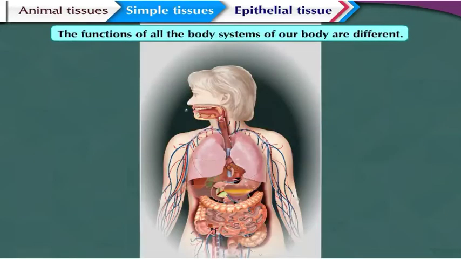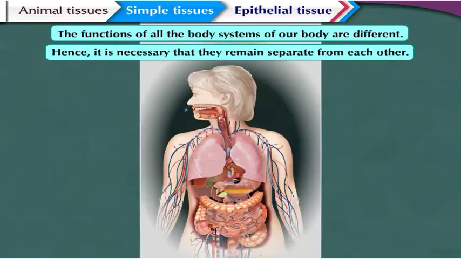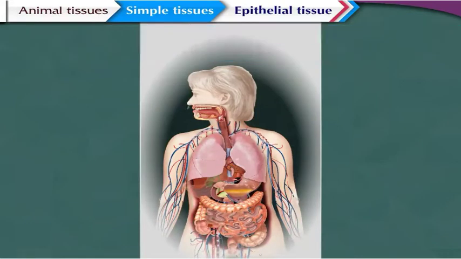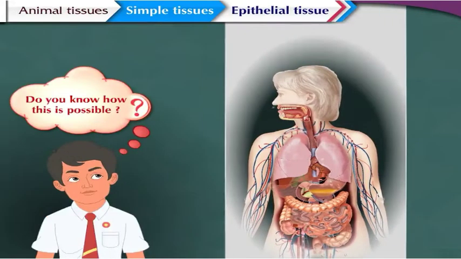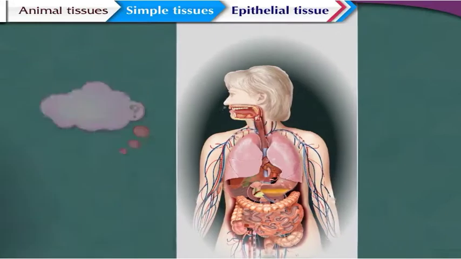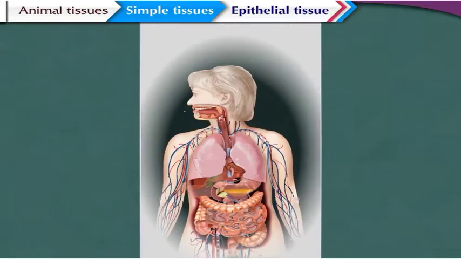The functions of all the body systems of our body are different. Hence, it is necessary that they remain separate from each other. Do you know how this is possible? There are epithelial tissues between the different organs of the body and the organ systems.